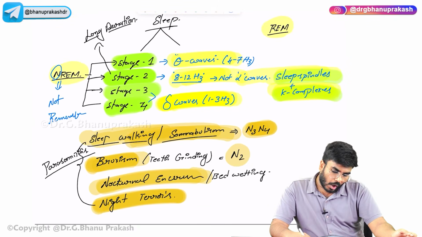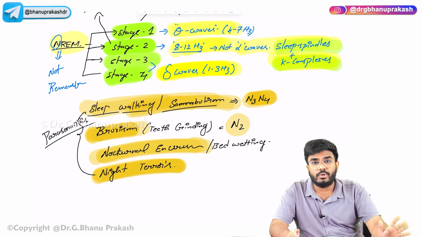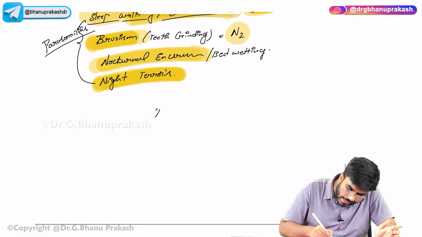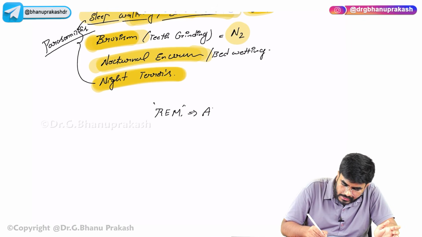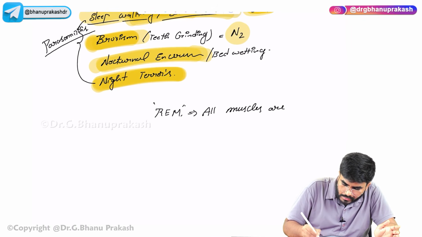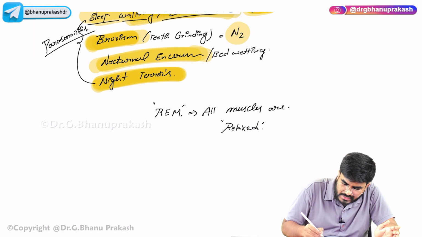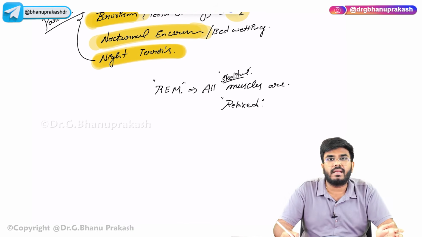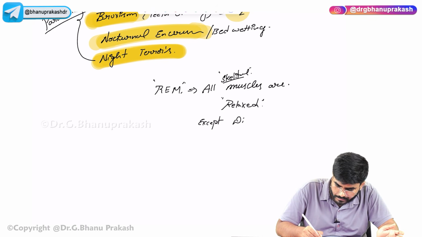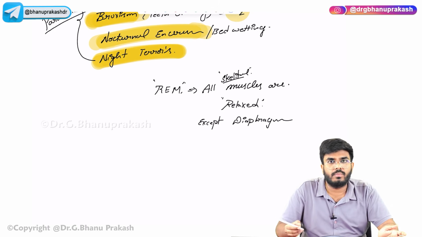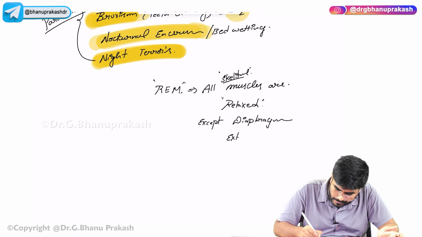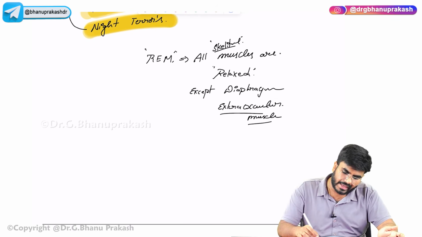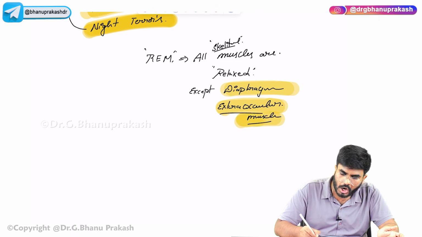Now tell me, all these parasomnias, whatever I have written here, are seen during NREM. They are not seen during REM, because the point which I want you to know is that during REM sleep, all muscles are relaxed in the body. All the skeletal muscles are relaxed except the diaphragm, because the diaphragm should be working, then only you will be breathing. Except the diaphragm and extraocular muscles, all the muscles are relaxed.